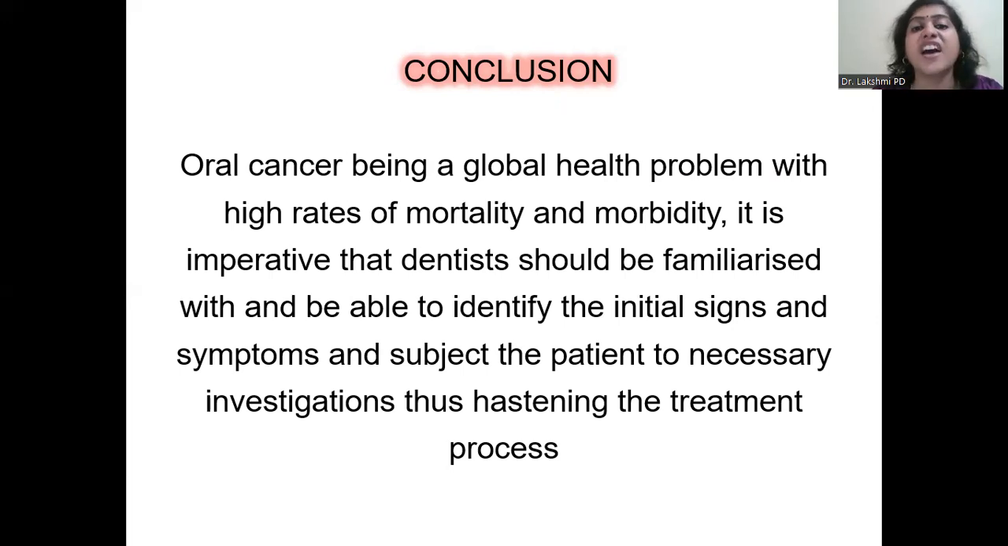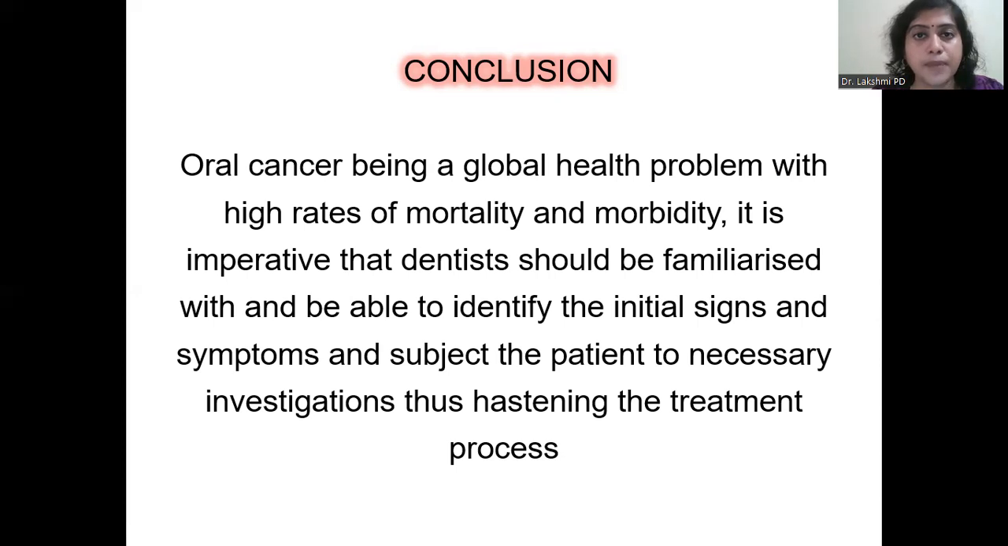Why? Because of these high rates of mortality and morbidity, to close that gap in diagnosis, it is imperative that every dentist should be familiarized not only with the initial signs and symptoms of the patients, but you should at least be in a position to do any one investigative modality in your setup, and then further refer the patient to a higher treatment center, so that you can actually tell the patient that the report shows there is some sort of suspicion which you have to undergo.